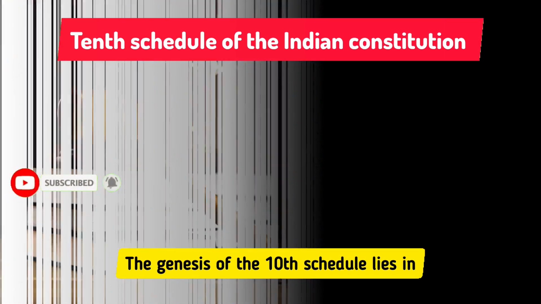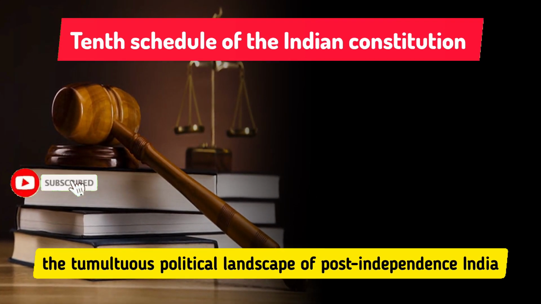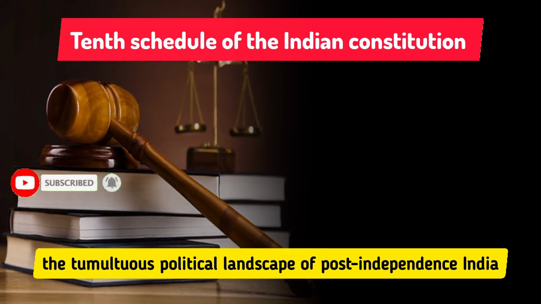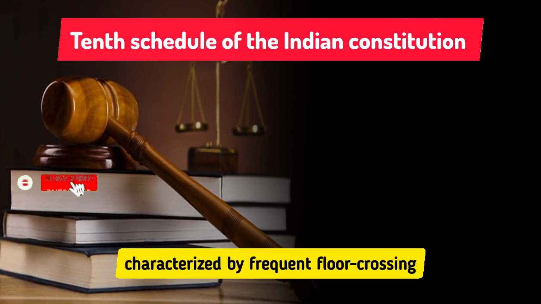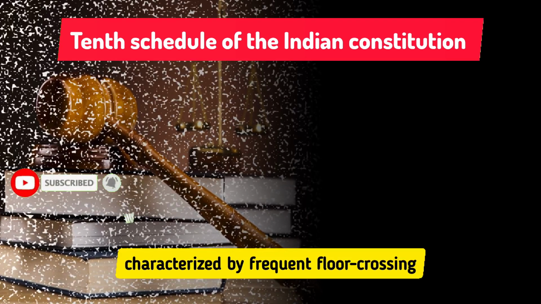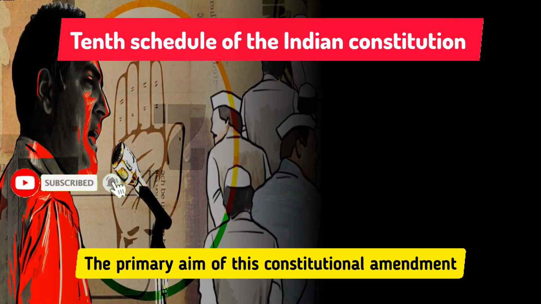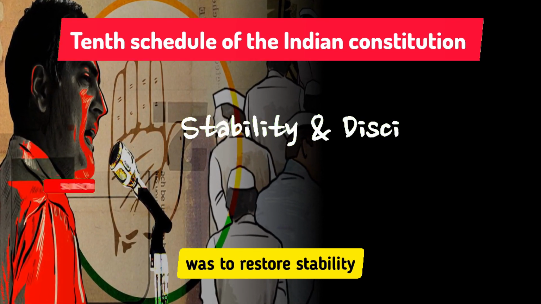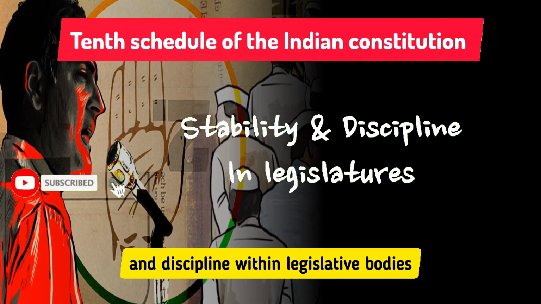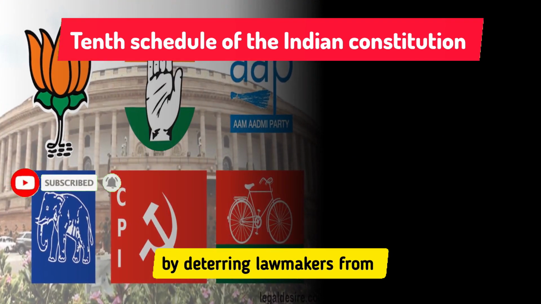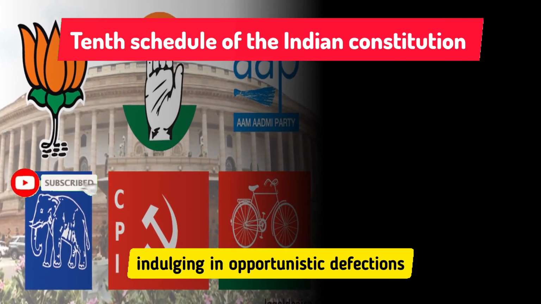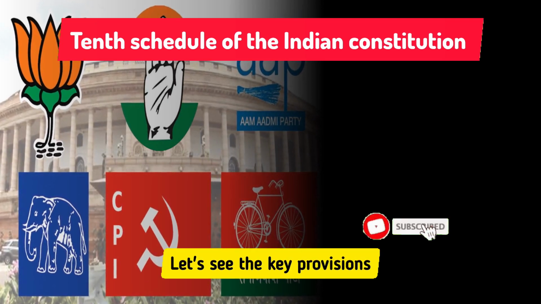The genesis of the 10th schedule lies in the tumultuous political landscape of post-independence India, characterized by frequent floor crossing and political defections. The primary aim of this constitutional amendment was to restore stability and discipline within legislative bodies by deterring lawmakers from indulging in opportunistic defections. Let's see the key provisions.